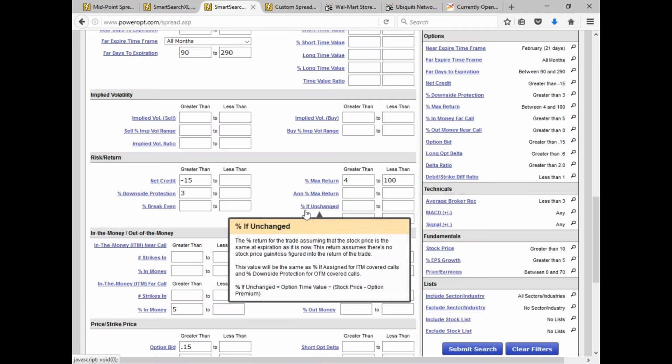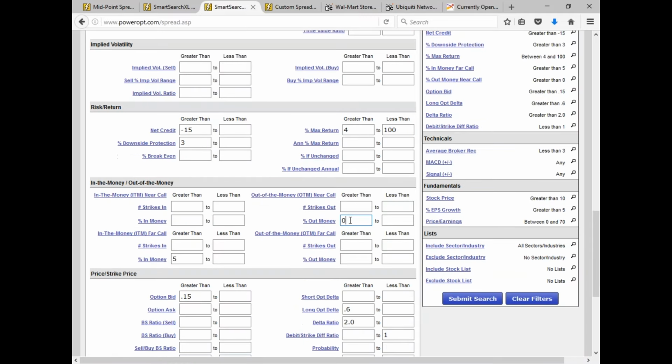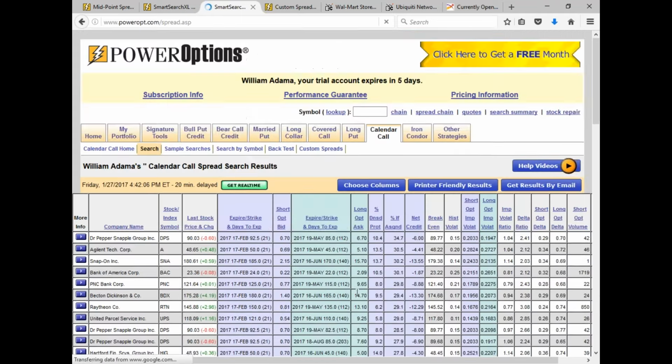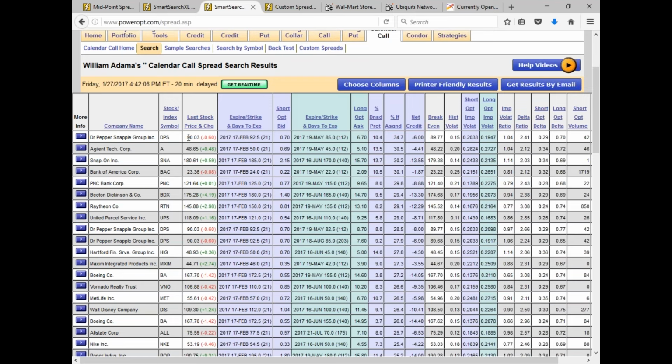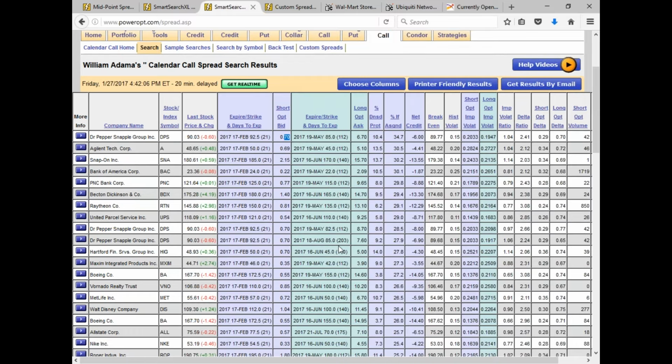If you want to be right at the money with a short option, we're forcing it to be 0% out of the money with the default criteria. Maybe just go 0 to 3%. And you can adjust the in-the-money range for the long option too based on what you'd want to see. Now, I'm just playing with some numbers here. See, here's one at 90.03. Dr. Pepper Snapple Group selling the 92.5 for 70 and buying the May 85 for 670.